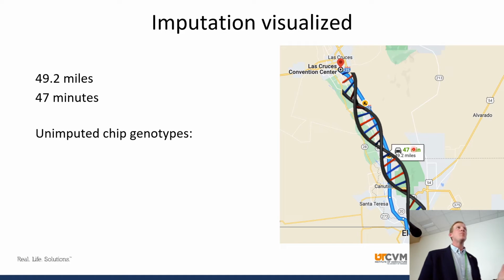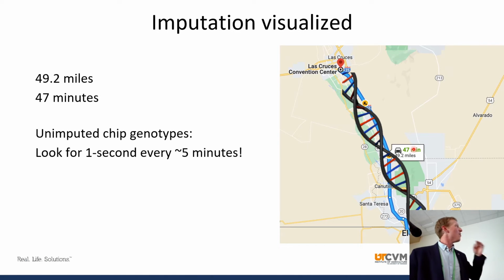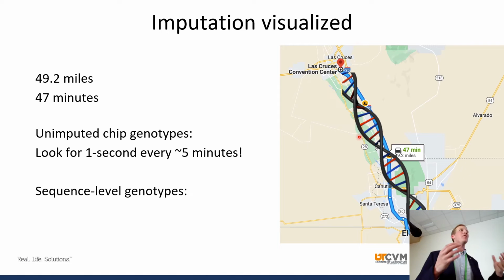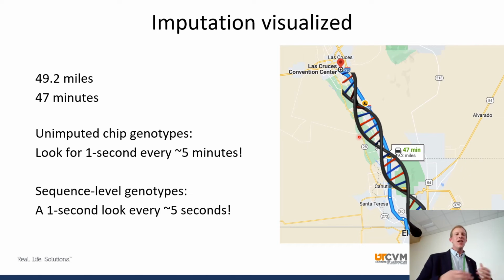Using an unimputed chip genotype, I just did some back of the napkin math, so this might not all check out, but no peer review in this talk. Having an unimputed chip genotype is like getting a 1-second look out the window every 5 minutes that you're driving from El Paso up here to Las Cruces. The sequence level genotypes that we get through imputation, though, is like taking a 1-second look every 5 seconds. So the ability to understand the surroundings, see as much information as possible, right?